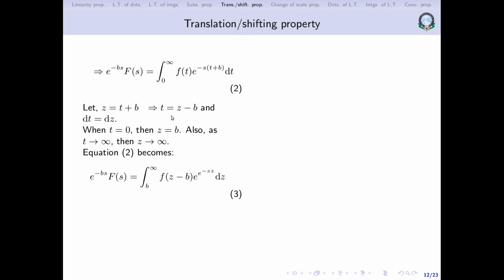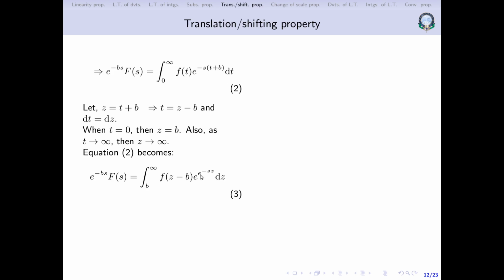So equation number 2, we can write this down in terms of z. The left hand side will remain the same. On the right hand side, because when t is 0, z is equal to b, the lower limit will become b and the upper limit will be infinity. And f of t is equal to f of z minus b. e to the power minus s times t plus b is equal to z, so e to the power minus sz.